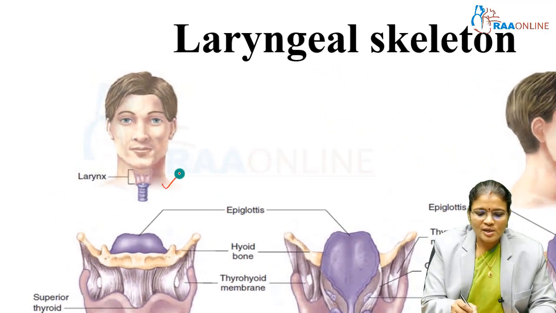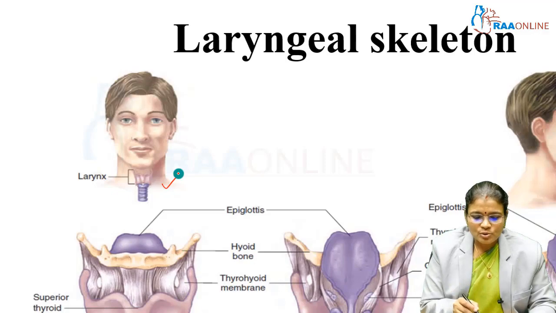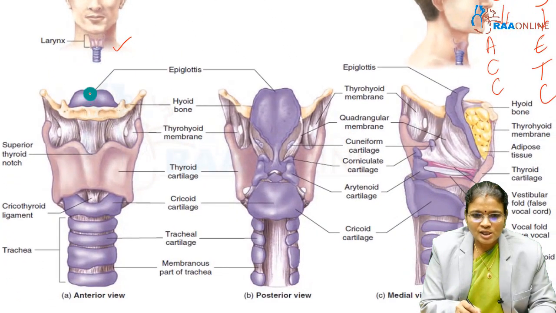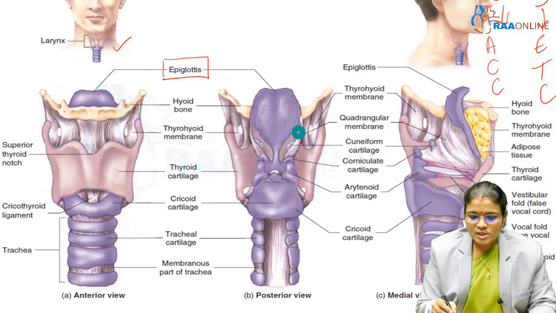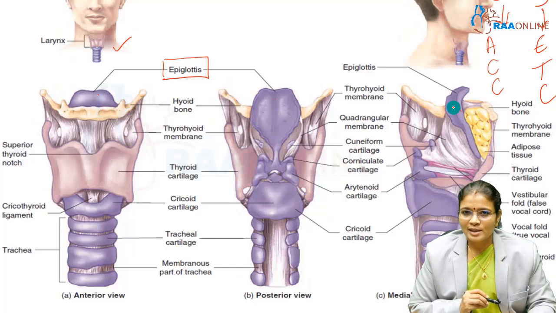Now I'll show you these cartilages in this picture. Here you can see larynx lies in the anterior aspect of the neck. Coming to the epiglottis. In the anterior view, this is the epiglottis, and in the posterior view, this is the epiglottis, and in the lateral view, this structure is called epiglottis. What is epiglottis? It is a cartilage of larynx which overhangs above the tongue, and it is an unpaired cartilage of larynx.